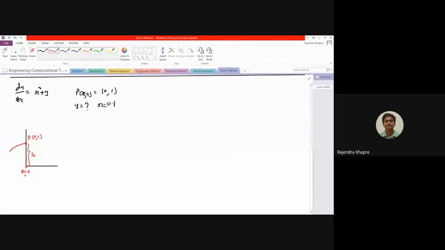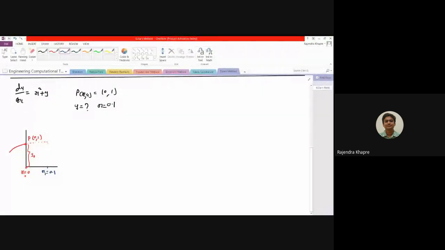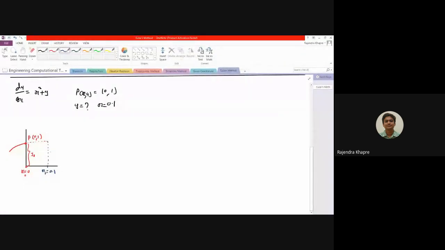Okay, so now we have to predict what the value will be at this point. This will be x1. The x1 value is 0.1, and I want to know what this value is. This will be your y1. So for this purpose, what we have to do is draw a tangent.